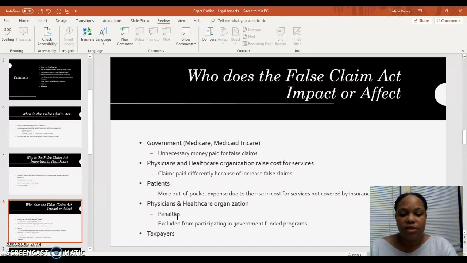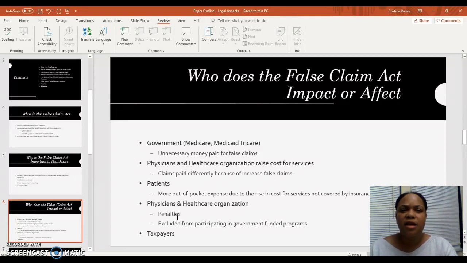Physicians and healthcare organizations also are affected because of the penalties that can ensue from submitting false claims. So they take a hit and they're affected by that. They're also affected when they submit a false claim because they're excluded from participating in any Medicare, Medicaid, or TRICARE programs. So they're not able to accept as many patients with those types of insurances, because Medicaid, Medicare, or TRICARE will not pay them if false claims are submitted.